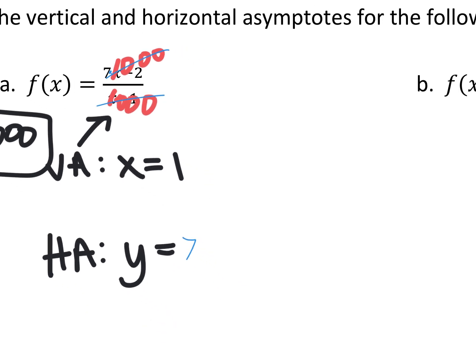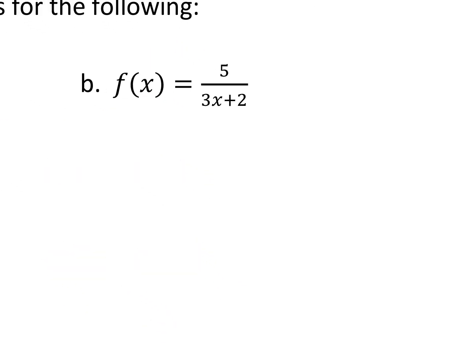All right, you should be able to do this one. What's the horizontal asymptote? Well, put in 1,000. What's the vertical asymptote? That's the thing that makes the bottom 0.